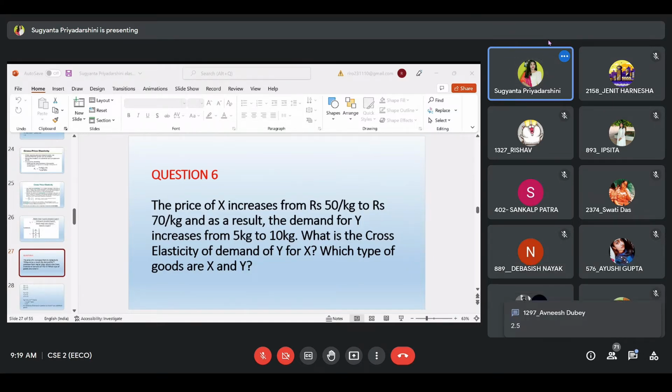And mention whether they are substitute or complementary. Just don't write it as 2.5. Substitute or complement, guys?